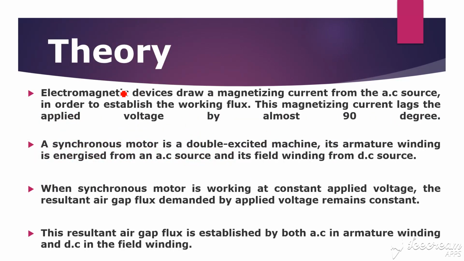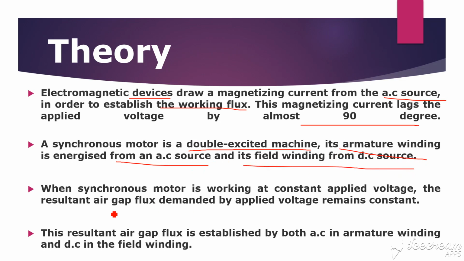So next is the theory corresponding to the synchronous motor. As it is an electromagnetic device, it draws magnetizing current from the AC source in order to establish the working flux. The magnetizing current lags the applied voltage by almost 90 degrees. So the synchronous motor is a doubly excited machine, a very important point. Its armature winding is excited from an AC source and its field winding is excited from a DC source.